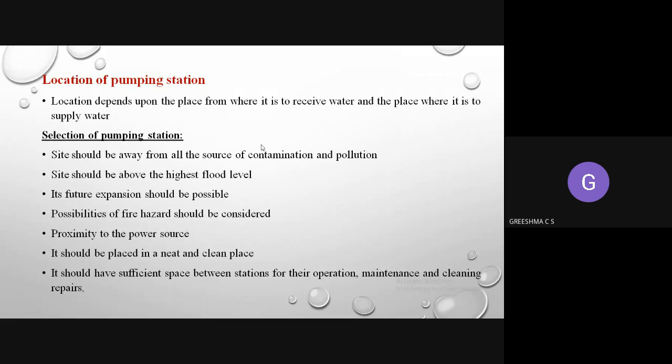First one is that the site should be away from sources of contamination and pollution. A river, for example, will be contaminated. Different types of contamination occur in a river: dissolved contamination and floating contamination. So always choose a station where the contamination of the water is less.